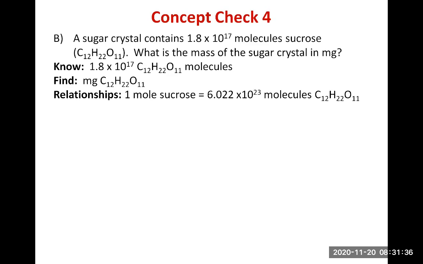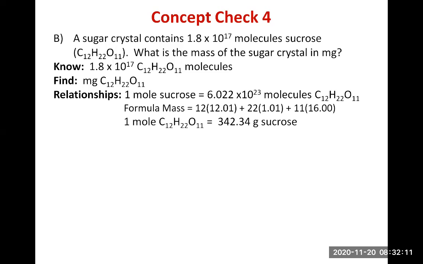Next, we want to change the moles into grams using the molar mass of sucrose. And so let's calculate the formula mass. Sucrose has 12 carbons in it. So you do 12 times the atomic mass of carbon, 12.01, plus 22 times the molar mass of hydrogen, 1.01, plus 11 times the molar mass of oxygen, 16.00. And calculating all of that, you come up with a total of 342.34 grams of sucrose in 1 mole of sucrose.